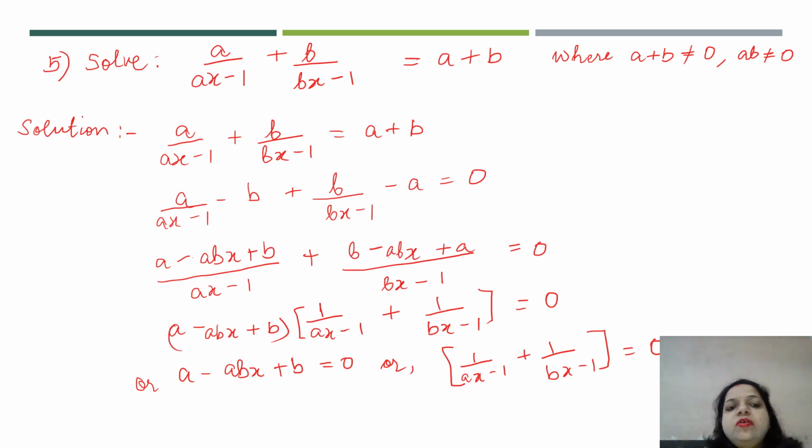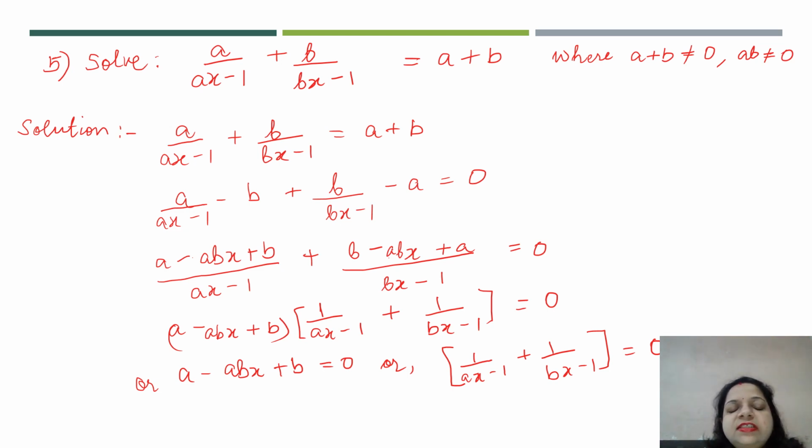Okay. So if you see here, ax minus 1, if we subtract minus b here, then we will get a minus abx plus b upon ax minus 1. Okay. And if we take b minus b upon bx minus 1 minus a is equal to 0, then we will get b minus abx plus a, which is similar to the first term, upon bx minus 1. Okay. So now let us take the question, children.